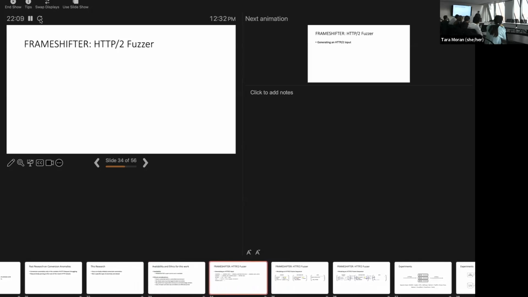So what is FRAMESHIFTER? FRAMESHIFTER is an HTTP2 fuzzer, right? So in the first work that we had done, we were doing fuzzing on the web, so randomly generating packets, etc., based on some algorithms, trying to make it lead to these discrepancies, right? In this case, we're actually focusing on HTTP2. So we're generating HTTP2 inputs.